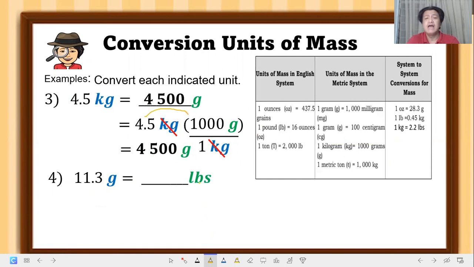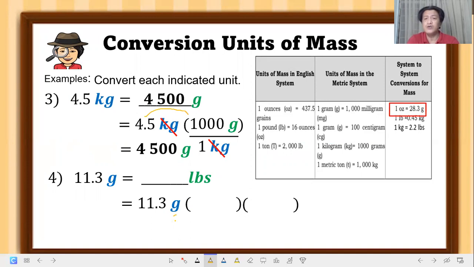Ibig sabihin yan, ano yung ating gagamitin conversion factor? Okay, kung titignan natin dyan, grams to pounds, hindi siya pwede i-directly. Kaya dalawa ang gagamitin natin. At ano yung dalawang yon? Okay, unahin natin yung una. Yung una, kailangan meron siyang grams na unit, kasi from grams, going to pounds tayo.